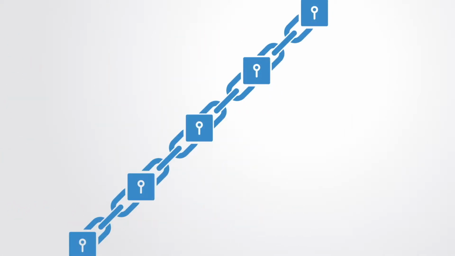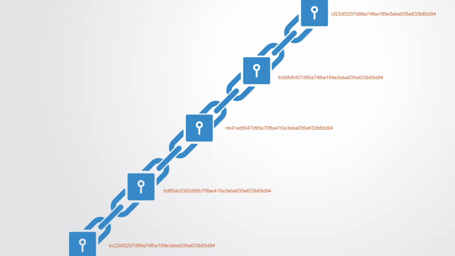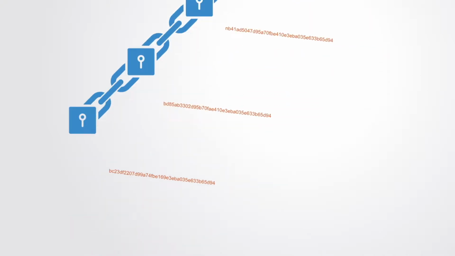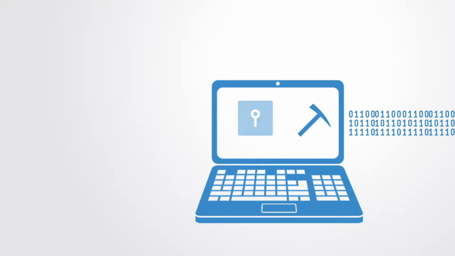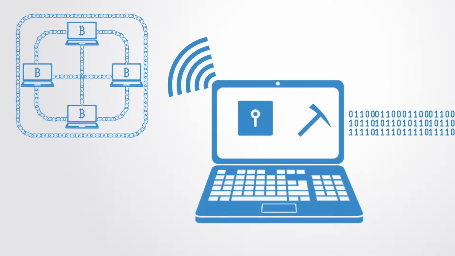This database consists of a string of blocks, each one a record of data that has been encrypted and given a unique identifier called a hash. Mining computers on the network validate transactions, add them to the block they're building, and then broadcast the completed block to other nodes so that all have a copy of the database.